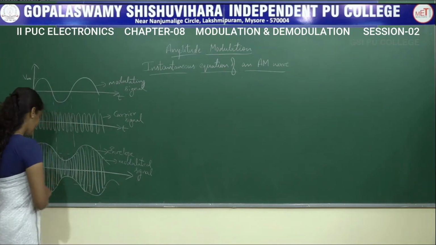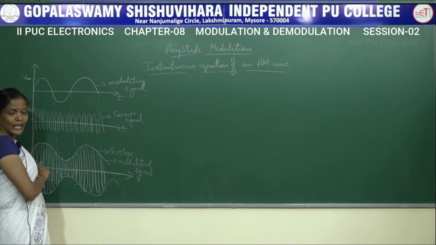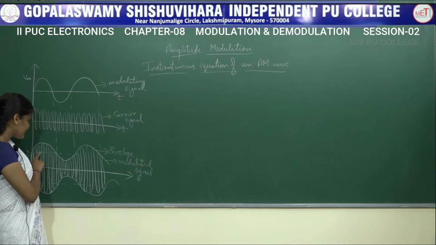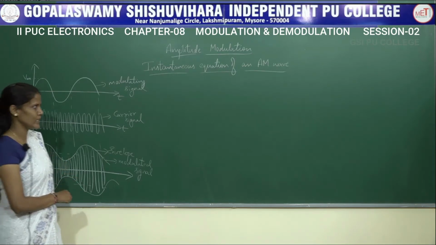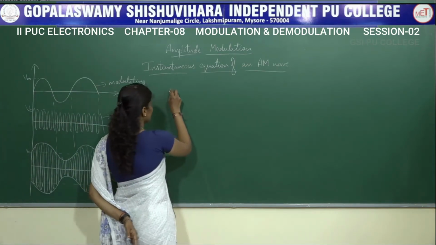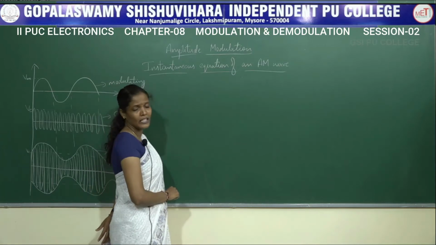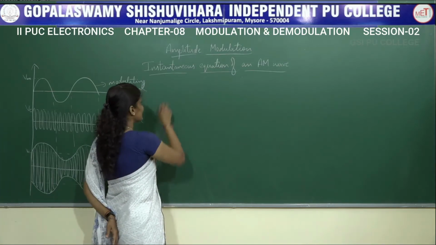This itself is an AM wave. This is Vc, that is the amplitude of a carrier signal. Sometimes the amplitude of this particular signal will go above Vc and sometimes it falls below Vc. Let us write an expression for this modulating signal.